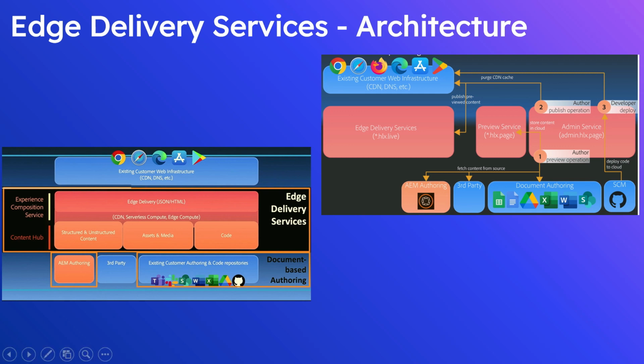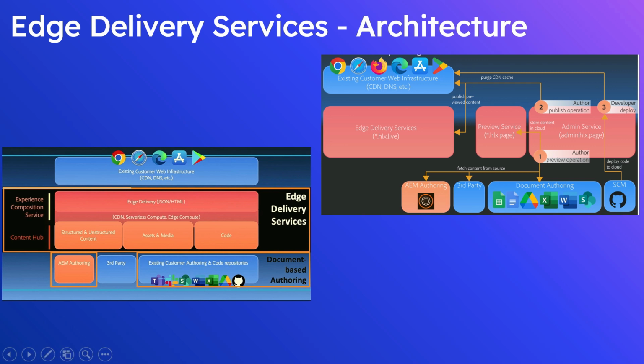If you see this diagram, the Edge Delivery Services layer consists of Experience Composition Service and Content Hub. The composition layer enables Edge Delivery, meaning delivering the HTML and JSON based on the actual content. Then the CDN layer, which is enabled within Edge Delivery Services. Then serverless and edge compute to process the content and deliver the content. Then if you see here Content Hub, this stores all the structured and unstructured content fetched from the external data sources, also assets and media, and also code deployed to the Edge Delivery Services.